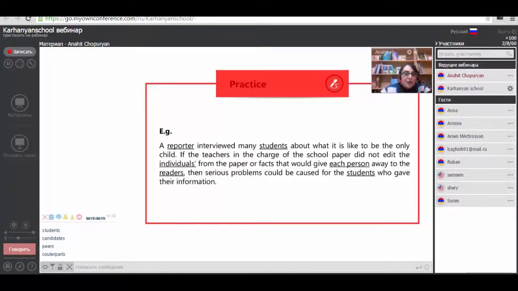So you have seen that only twice the word student is repeated. In other places, yes, I replaced the same word with synonyms, okay?